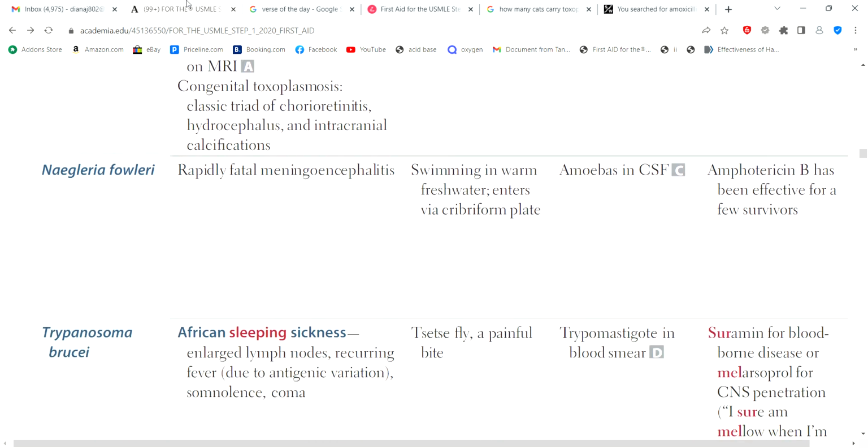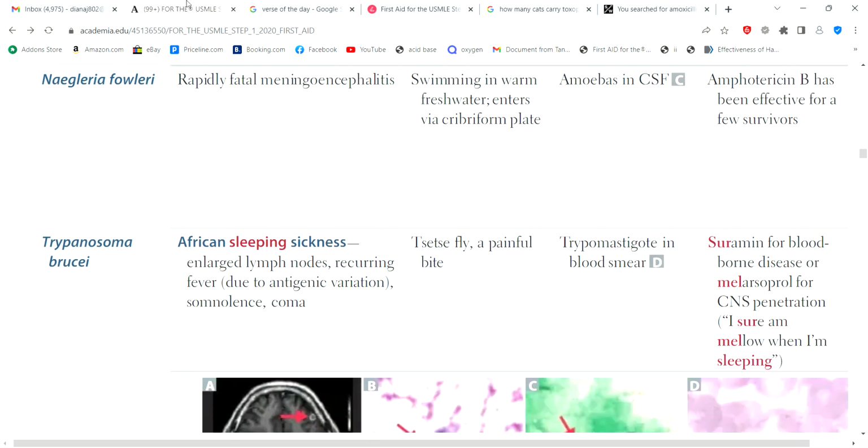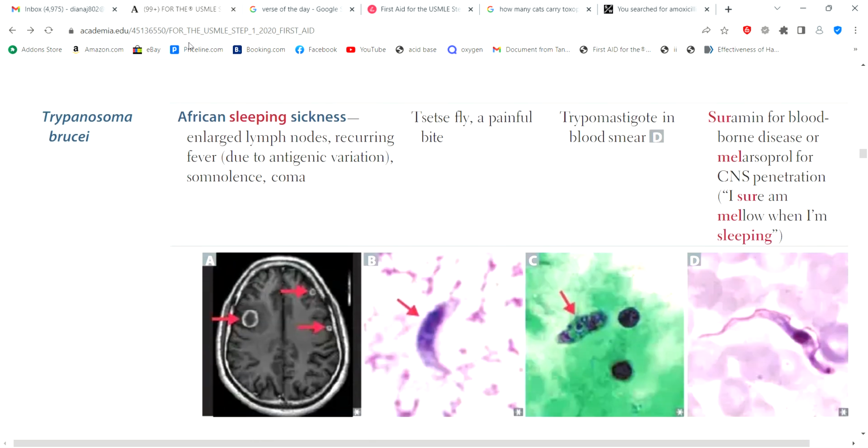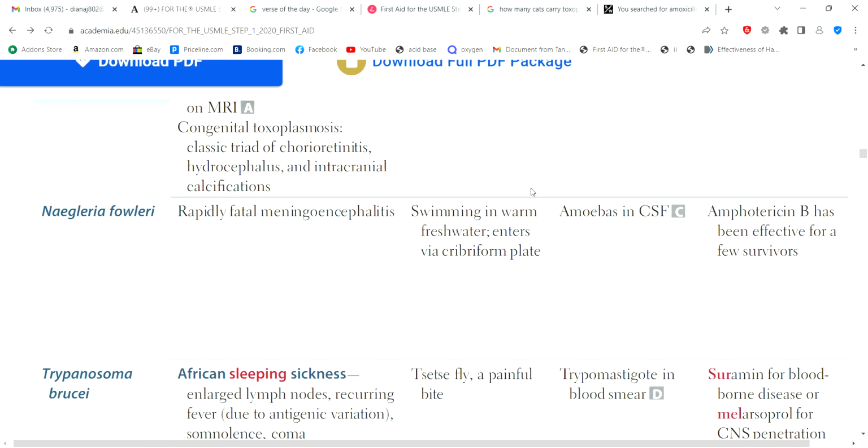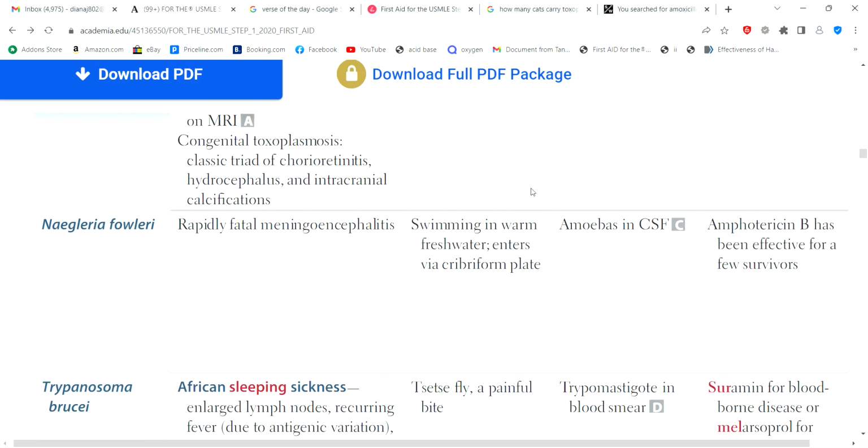Naegleria fowleri. It's a rapidly fatal meningoencephalitis. Transmission is by swimming in warm fresh water. Enters by the cribriform plate. Remember we talked about where the cribriform plate was. It enters there. Diagnosis by amoebas in the CSF, which is here. Diagram C. See this right here? That is amoebas in the CSF seen in Naegleria fowleri. Now we're going to go up. Alright, the treatment is amphotericin B. It has been effective for a few survivors. So this thing, Naegleria fowleri, is extremely fatal.